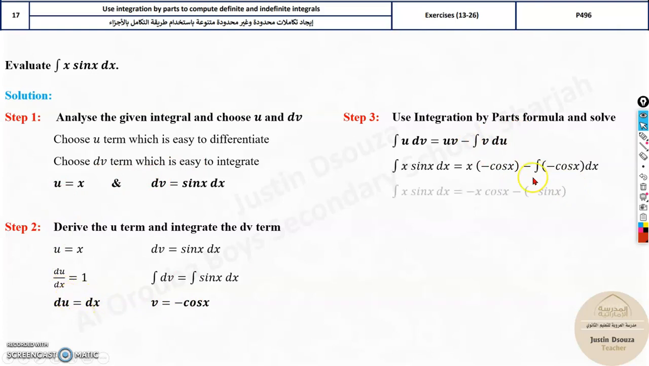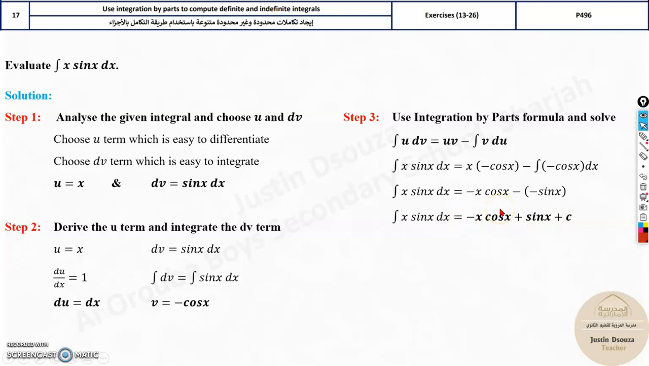Now it's possible to solve because here you can simplify. x times minus cos x will be minus x cos x, and the integral of minus cos x is positive. The integral of cos is sin. This minus will just remain over here. So this minus minus becomes plus. And don't forget the constant of integration, that is c. This is how you solve this problem. That's it. That's the answer.